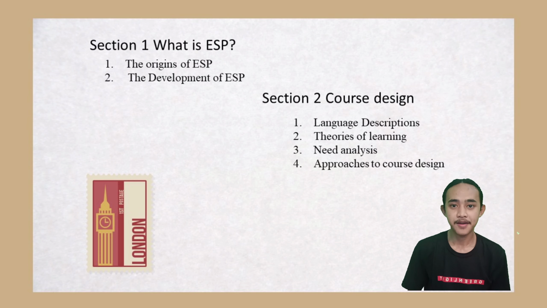Okay, so I'm going to explain about section 1. What is ESP? The first, the origins of ESP. The second, the development of ESP. Section 2, course design. The first, language description. The second, theories of learning. The third, needs analysis. The fourth, approach to course design.